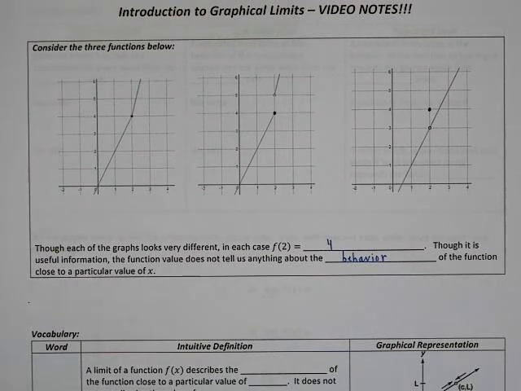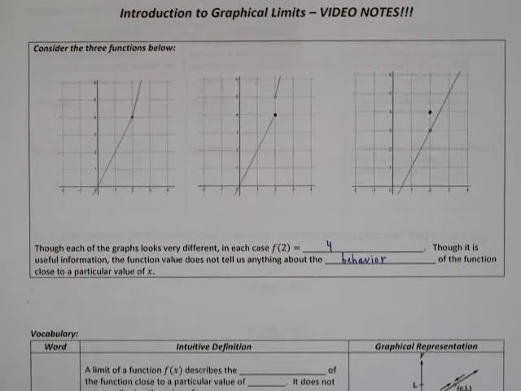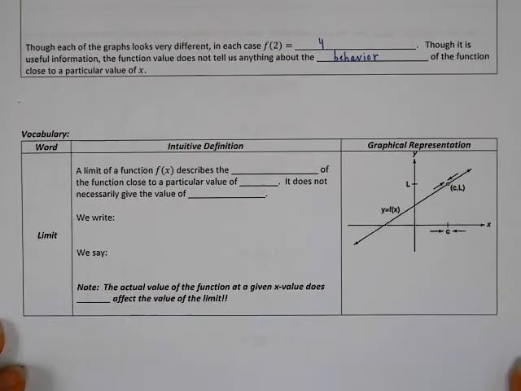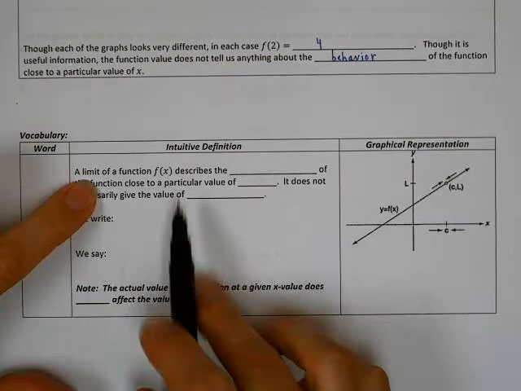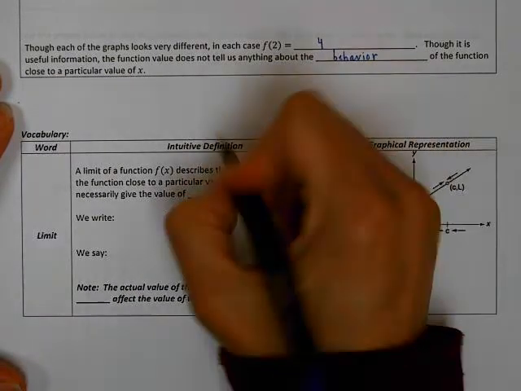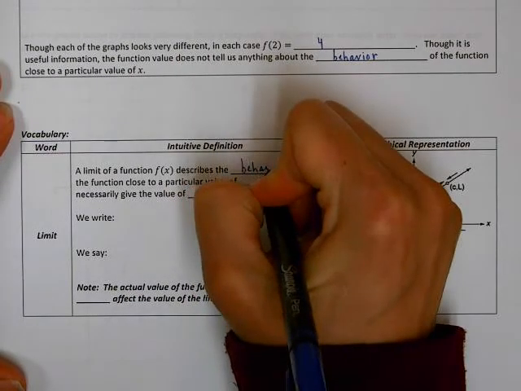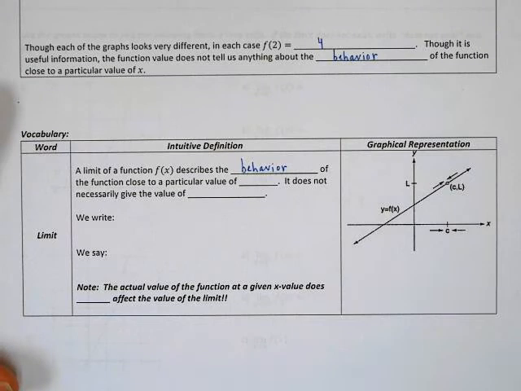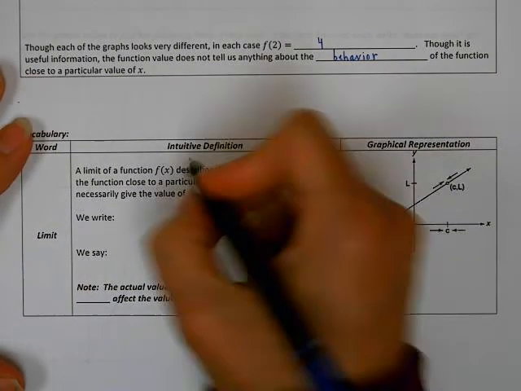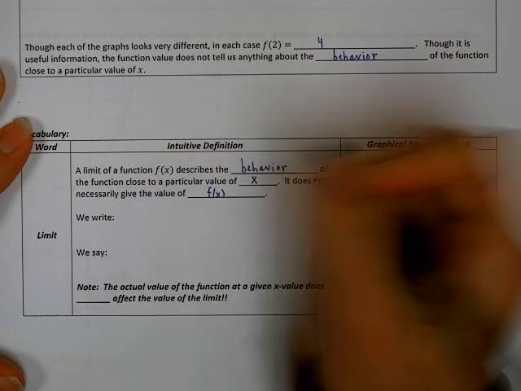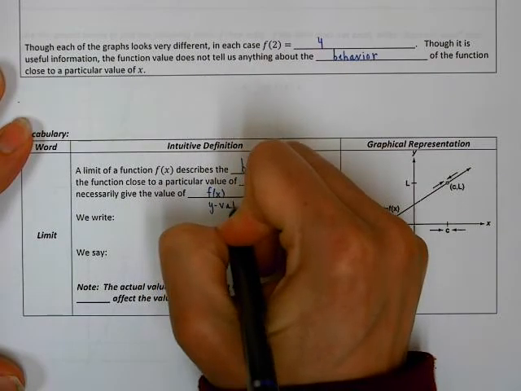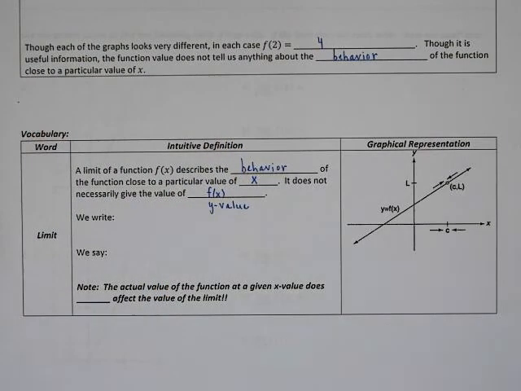Limits are going to help us get more information about what's happening close to that value of x. So here we have some vocabulary. A limit of a function f of x describes the behavior of a function close to a particular value of x. It does not necessarily give the value of f of x or that y value. It's just telling us what's happening close to it. It may not give the value of f of x.